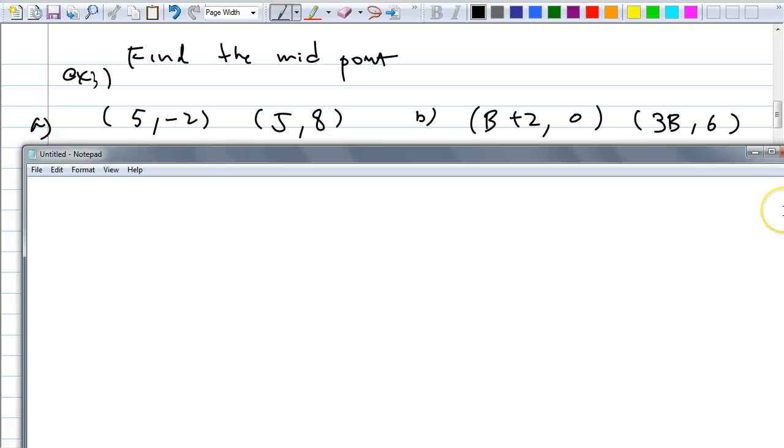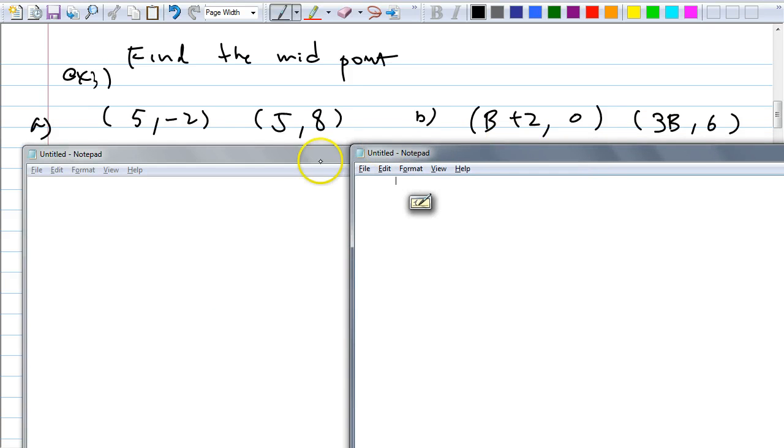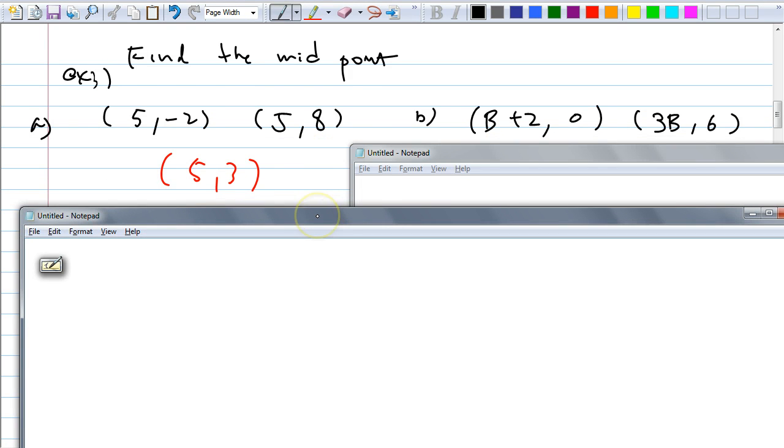I'll wait. All right, Kenneth, what did you get for A, please? (5, 3), right? Because you just take their average. Look at the x's. You add 5 plus 5 divided by 2. What do you get? 5. You see, it still works, even if it's a horizontal line or vertical line.